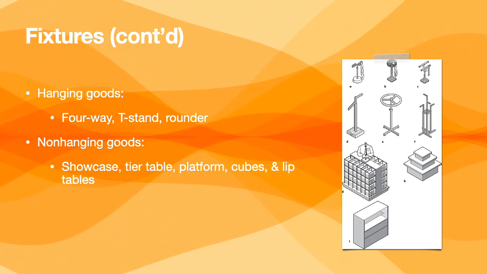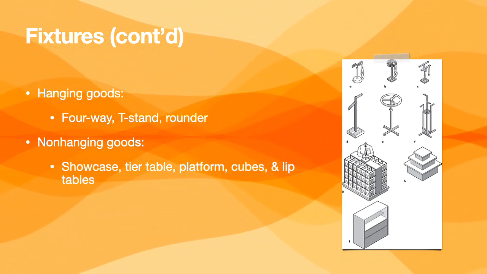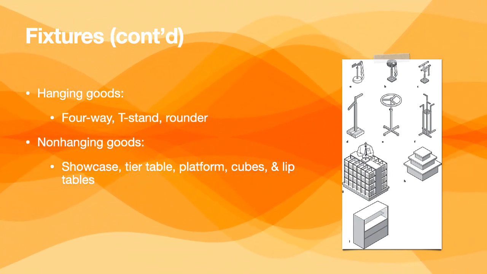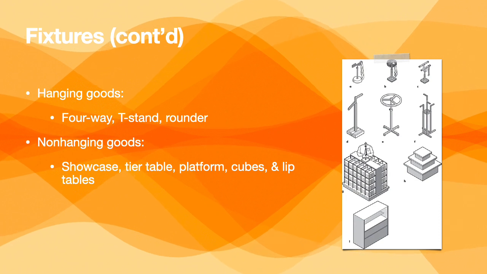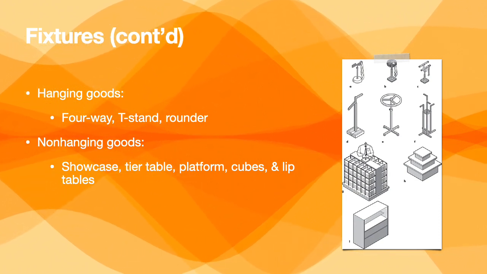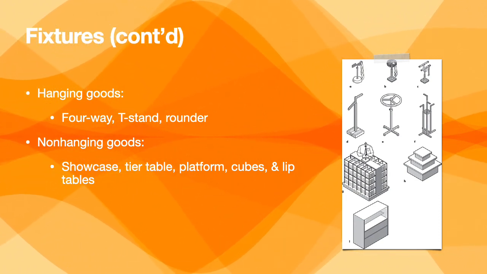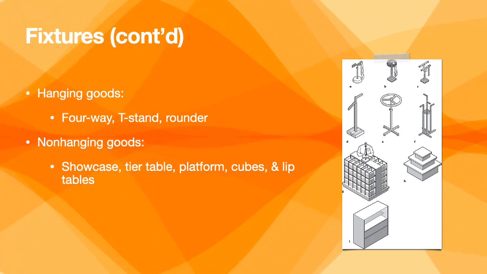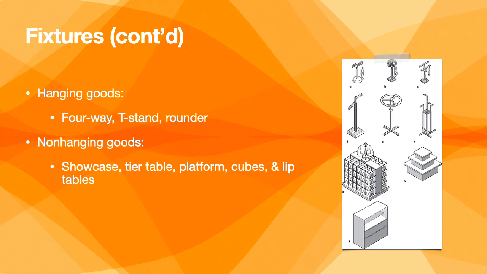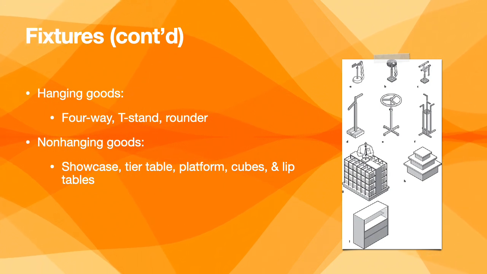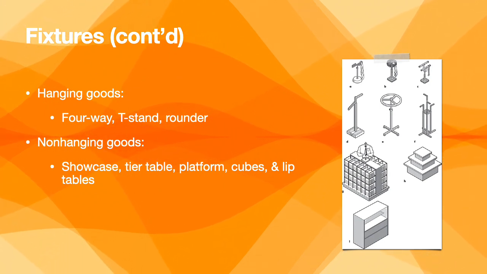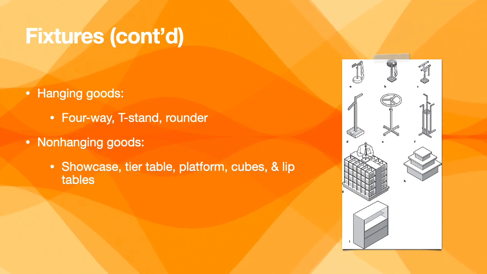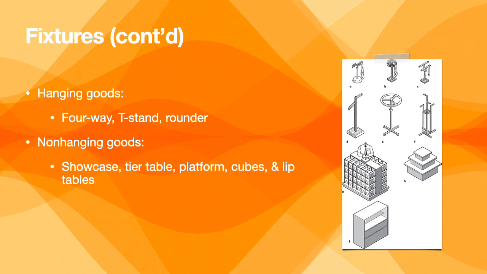A platform table is a flat fixture raised a few inches from the floor, often used to stack goods in large cartons such as sets of dinnerware. Cubes are typically made of glass and are used to present folded goods such as shirts and sweaters. Lip tables or dump tables are used for haphazard presentations of clearance goods.